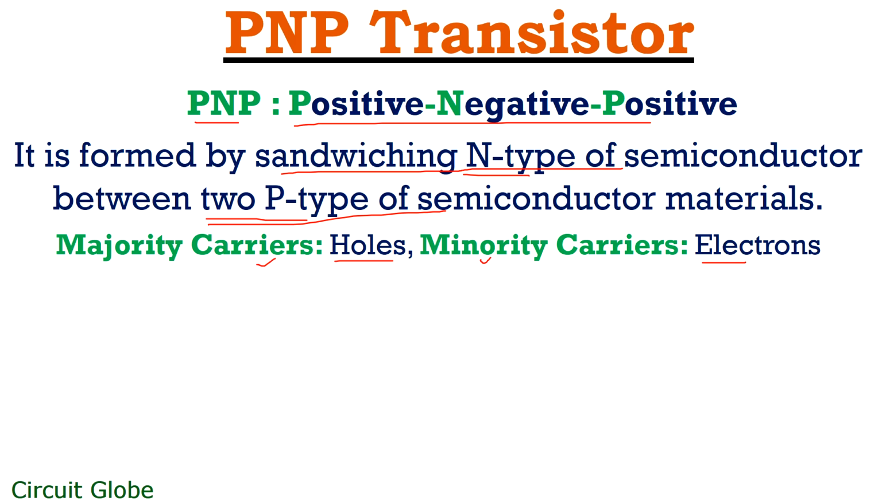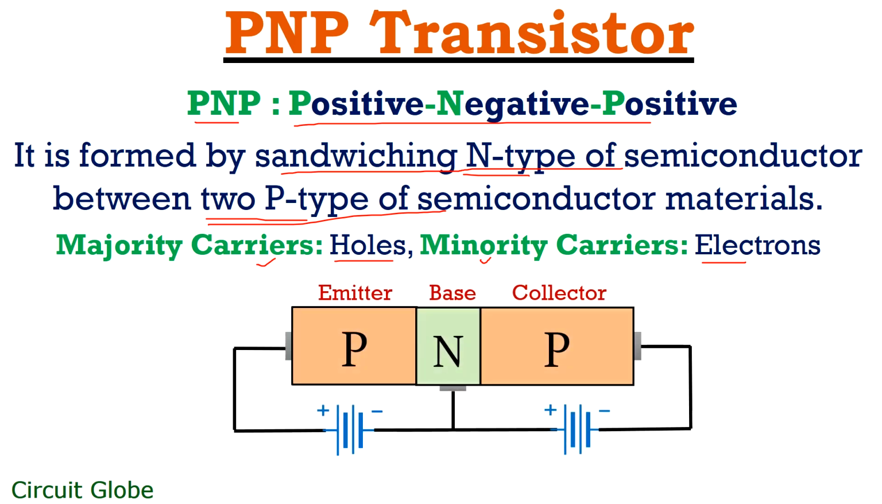Now let's see the pictorial representation of PNP transistor. Just like the previous case, here also the first region is emitter, the second one is base, and the third one is collector. Along with that, the doping concentration of all the three regions is the same as that of NPN transistor, because the emitter here also is heavily doped, base is lightly doped, and the collector is moderately doped.